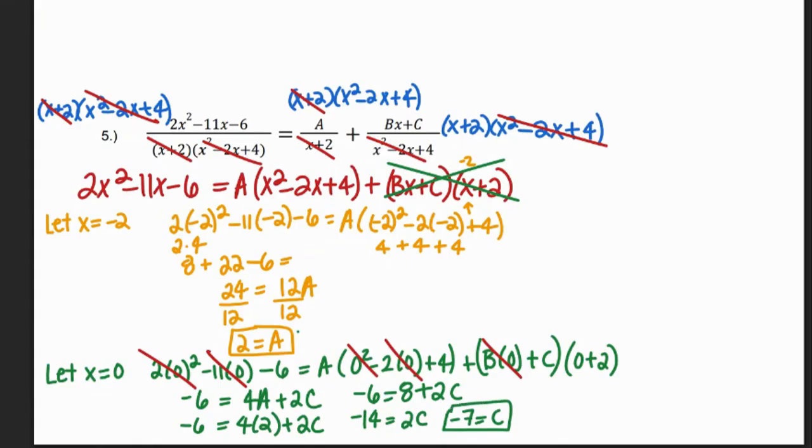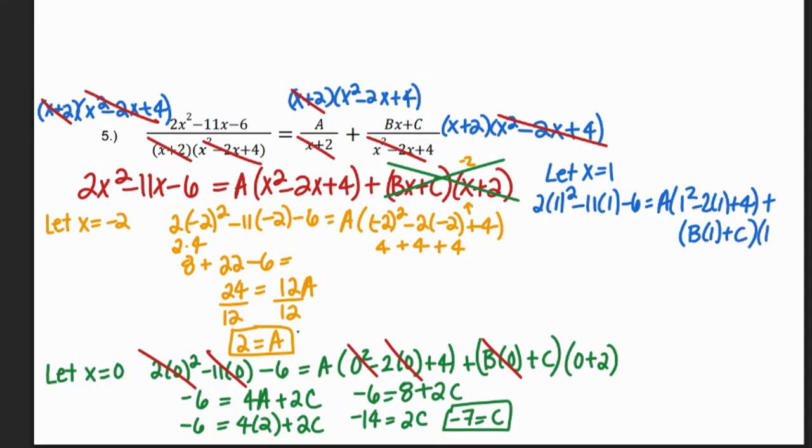All right, so now for the last thing, pick another easy number, 1 or negative 1. I would think that 1 is a little bit easier to substitute. So remember, I'm going back to this red equation over here and substituting in. So I'm going to let x equal positive 1, and we're going to see what happens. So 2 times 1 squared minus 11 times 1 minus 6 equals a times 1 squared minus 2 times 1 plus 4 plus we have b times 1 plus c times 1 plus 2.